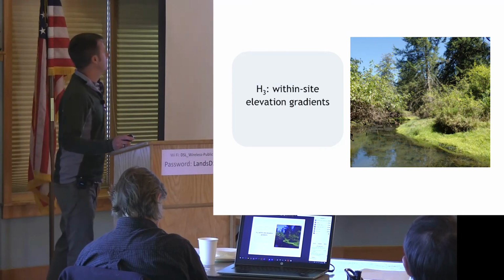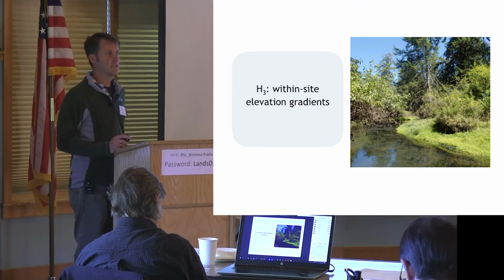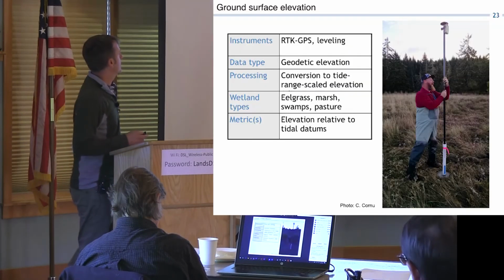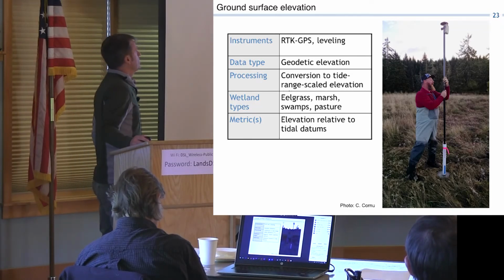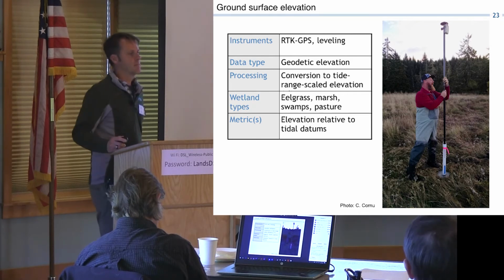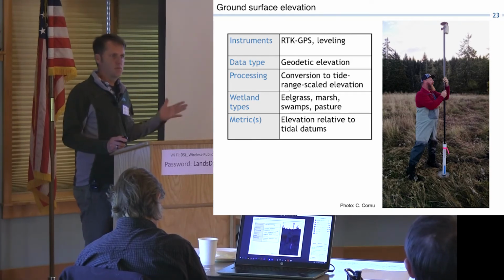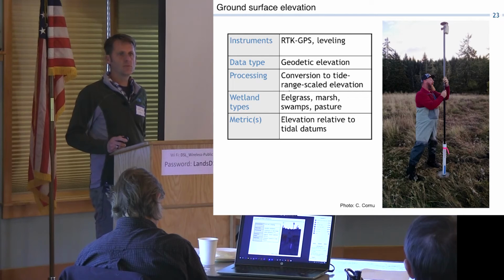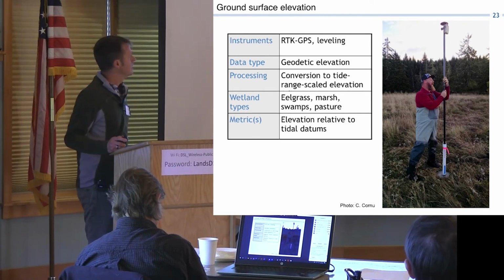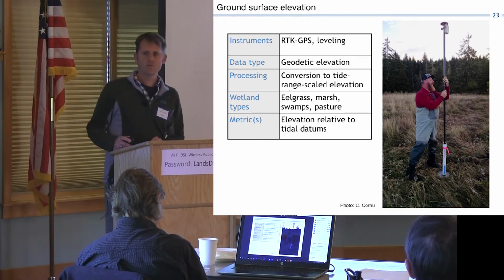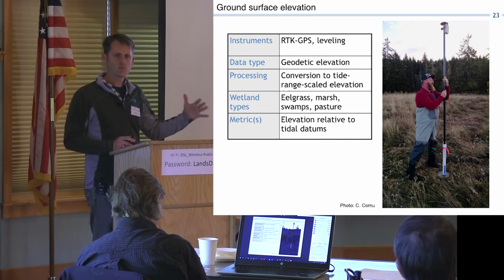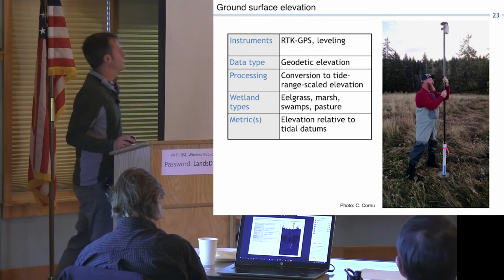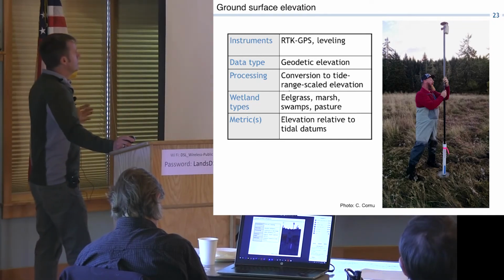So the last thing I want to talk about is the within-site elevation gradients that we had at each of our locations. To measure elevation, we used RTK GPS. This gives us an elevation with errors in the range of 2 to 5 centimeters in the vertical. In some cases, particularly where there was very high tree cover, we used leveling. So we had a known elevation point, maybe measured with RTK GPS, and then leveled to that.